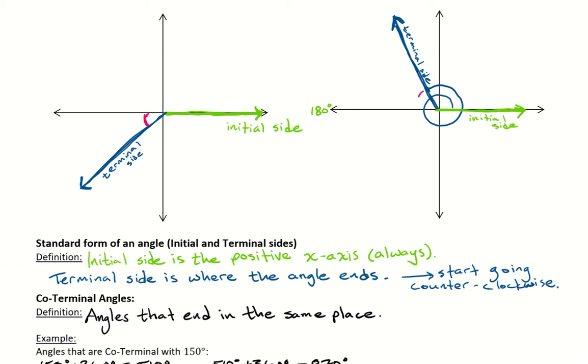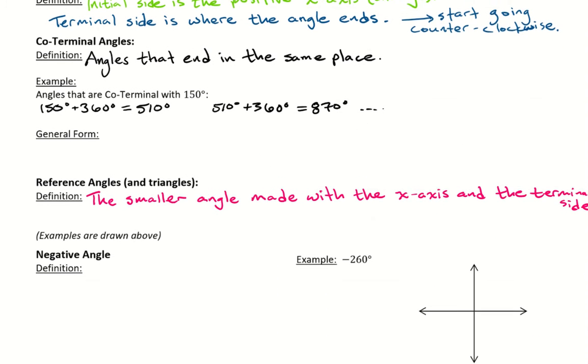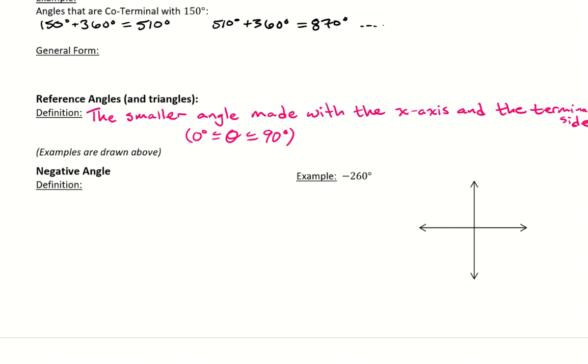And in this case, it's this angle right here. It's always made with the x-axis and the terminal side. You could look and say, well, this is between the x-axis and the terminal side, right? That's not incorrect. So we also define it as being between 0 and 90 degrees. So it's always going to be the smaller of the two angles that's made with the x-axis and the terminal side. So it's between 0 and 90 degrees. So 0 degrees is less than or equal to theta, which is less than or equal to 90 degrees.